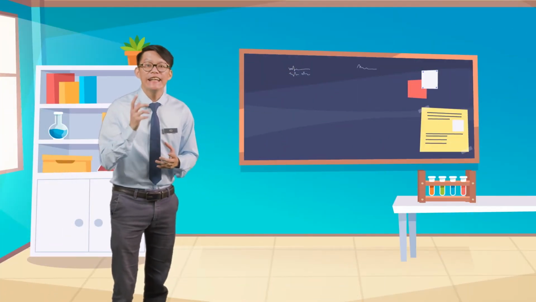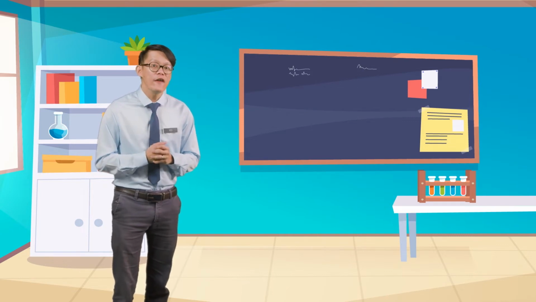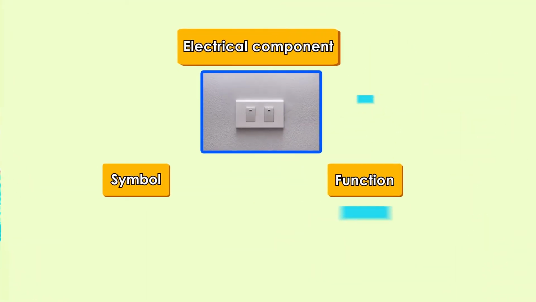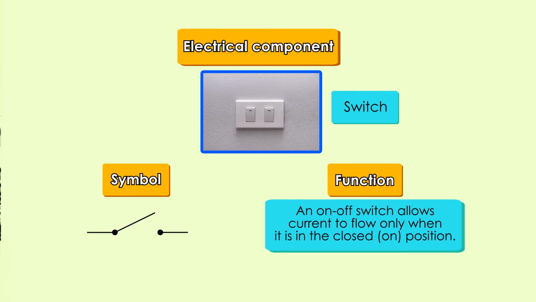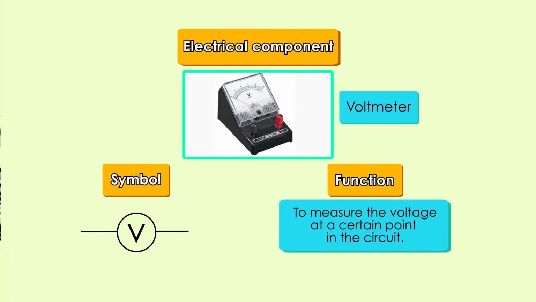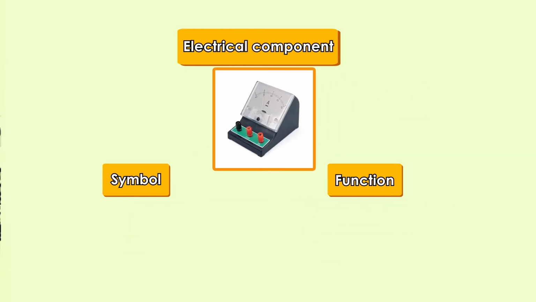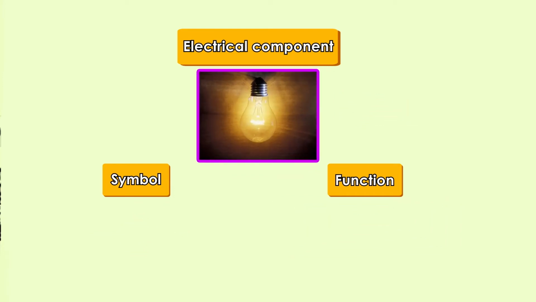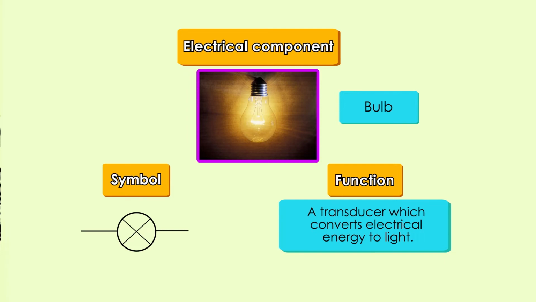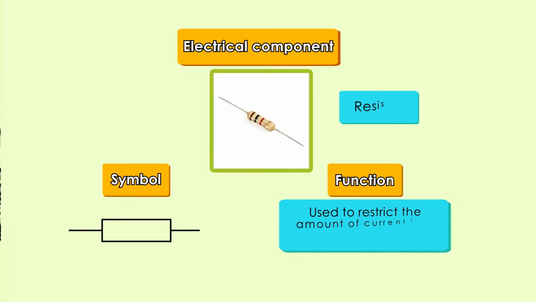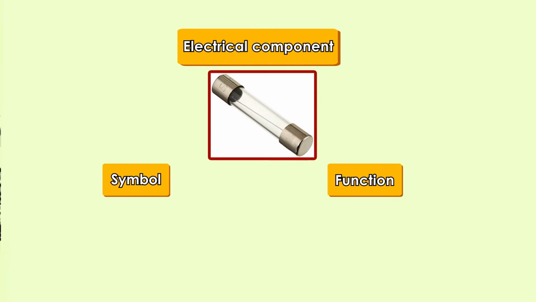Pupils, let us identify the symbol, figure, and function of a few common electrical components. This is called a switch. This is a dry cell. This is a voltmeter. This is an ammeter. This is a bulb. This is a resistor. And the last electrical component is the fuse.